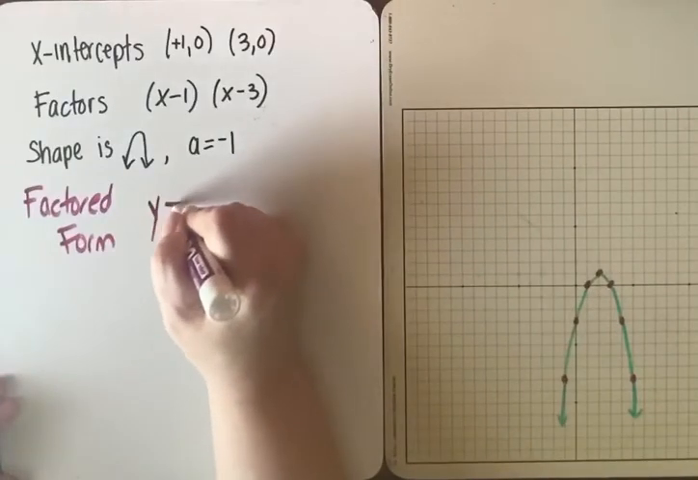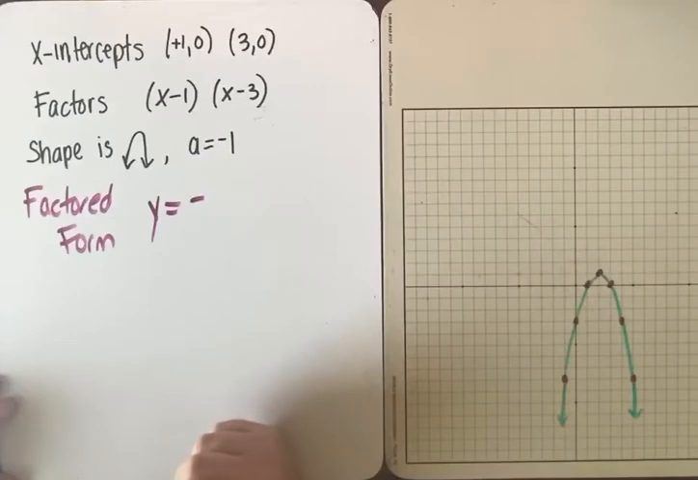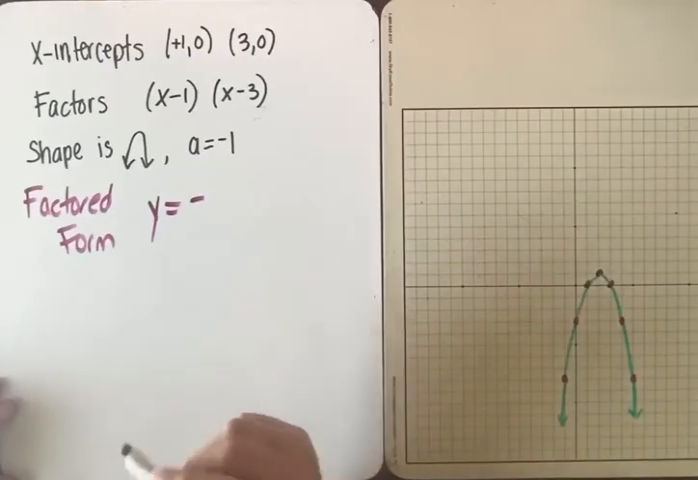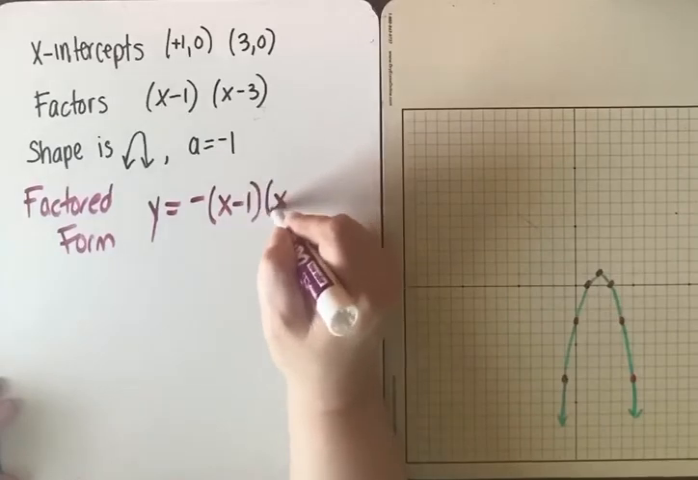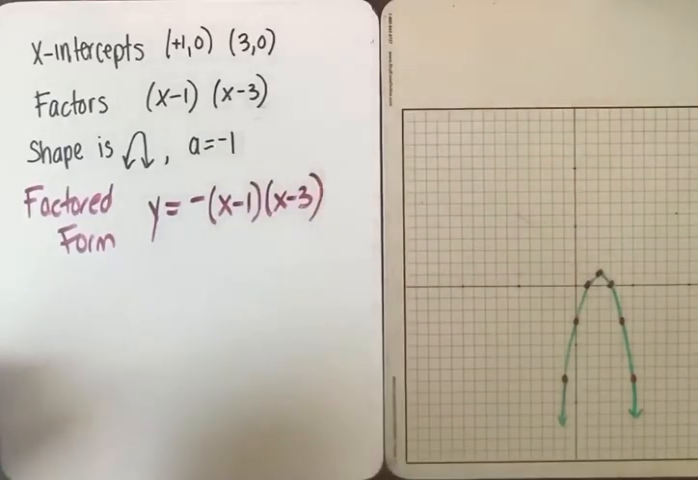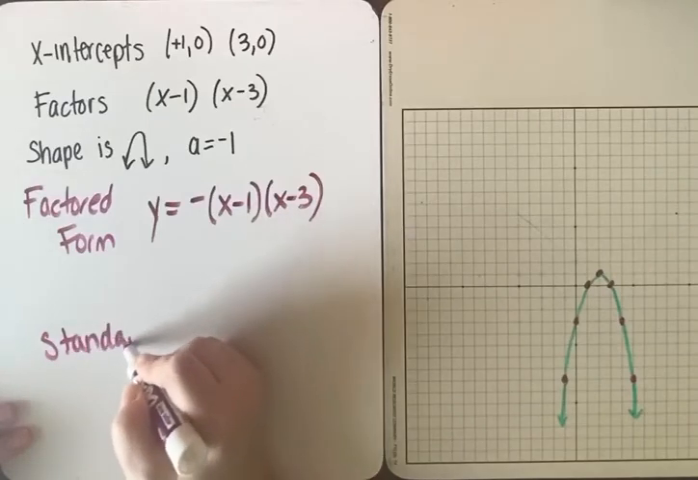Which is y equals, our a value is a -1. You just put the negative sign, the one's implied. And then our two factors, x minus 1 and x minus 3. Now, our goal is to move this into standard form.